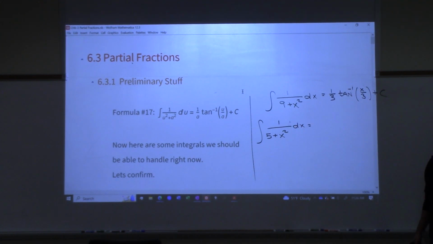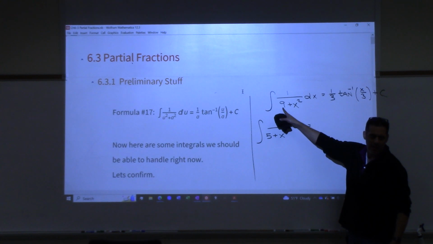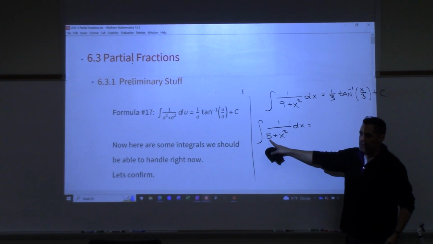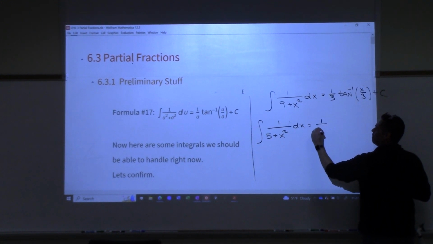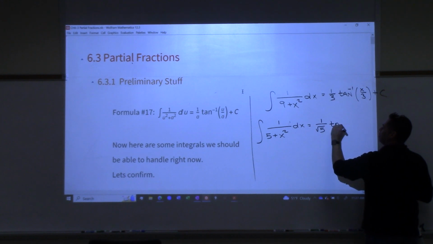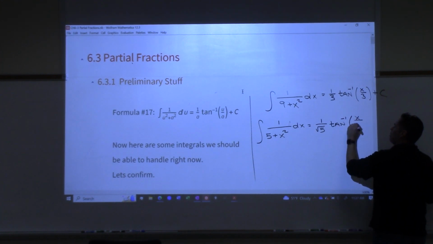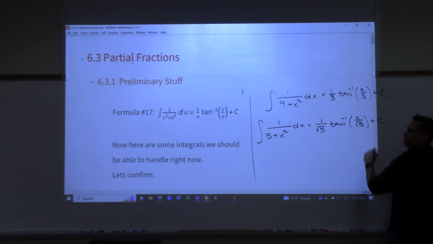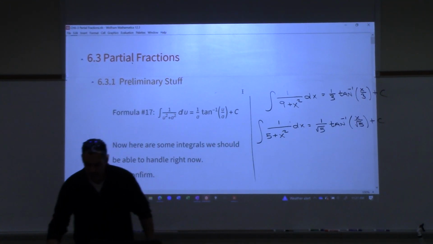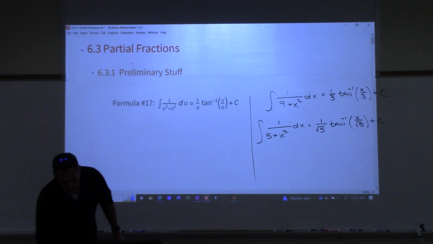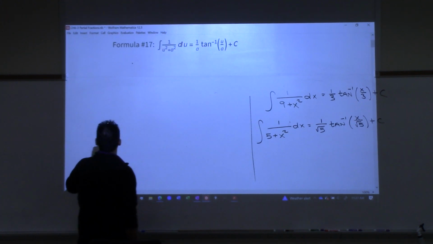What about this? What's a? That's 5, so a is the square root of 5. See, if it's 9, we all know the square root of 9 is 3. But if I give you 5, what's the square root of 5? I don't know, square root of 5. So that's what a is. So I put 1 over the square root of 5, inverse tangent of x over square root of 5 plus c, and I'm done. What about this?